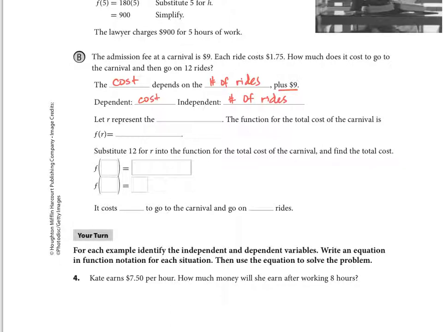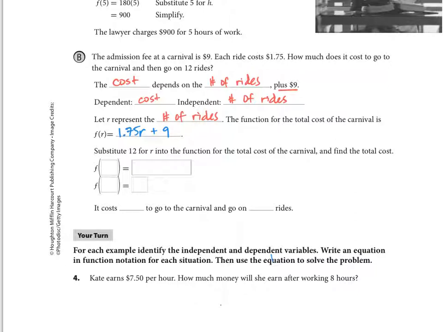So we're going to let our independent variable r represent the number of rides. Okay. They're using r, but you could use x, right? X is the more common one. So f of r, remember that this right here, f of r is our output. That's replaced our y. This represents our dependent variable cost. So our cost equals 1.75r and then plus $9.